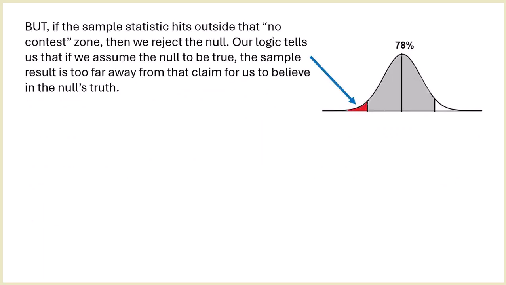Now, on the other hand, if we hit in what I colored red here, if we hit out there, now we are going to reject the null. How come? Because it's so far away from the null's claim that we're going, no. If that null really were true, why aren't we ending up out here in the boonies?